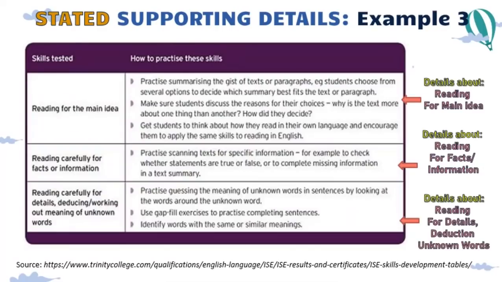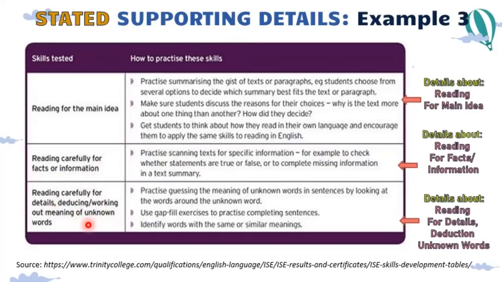In example 3, the text is presented in a different form. This is a non-linear text. This is a table. So on this side, under the topic skills tested, you will see all the skills. So these are the main ideas for this text. So we have reading for the main idea, reading carefully for facts or information, reading carefully for details, deducing, working out meaning of unknown words.